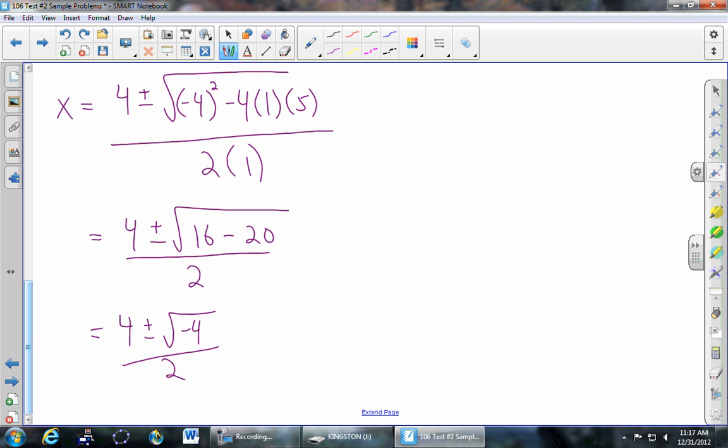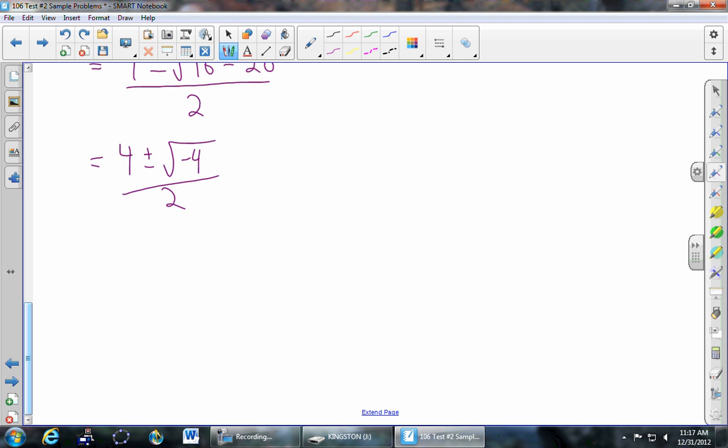Okay, at some point in the not too distant past, we would have stopped right there and said this is not a real number. But now that we've seen the imaginary numbers, we can go further. 4 plus or minus, I see a square root with a negative, I make it positive, and I bring something out in the front. What is that something? It's i, our imaginary number. Still divide by 2. 4 plus or minus. So the square root of 4 happens to be a nice number, so let's bring it out.